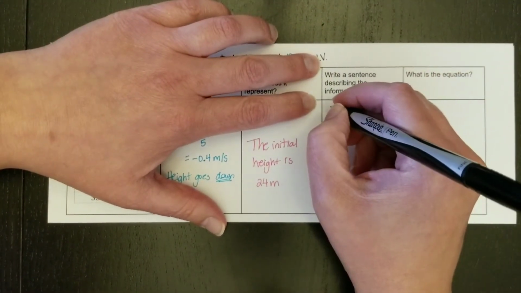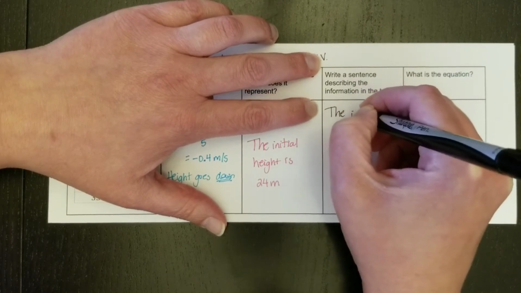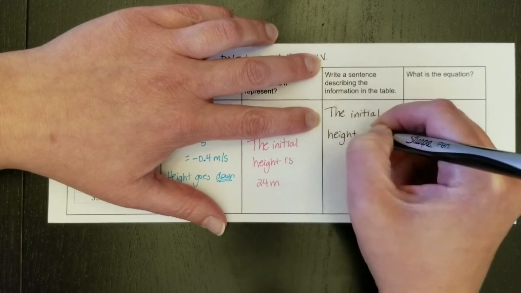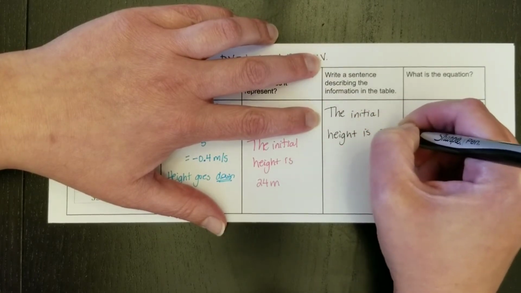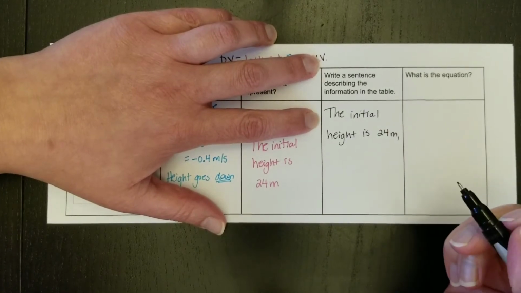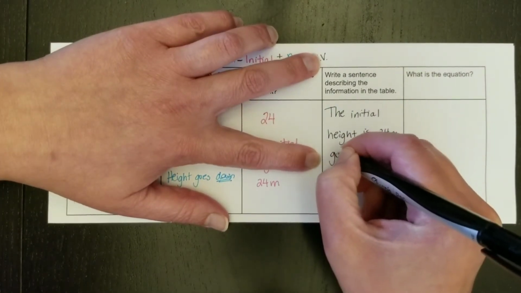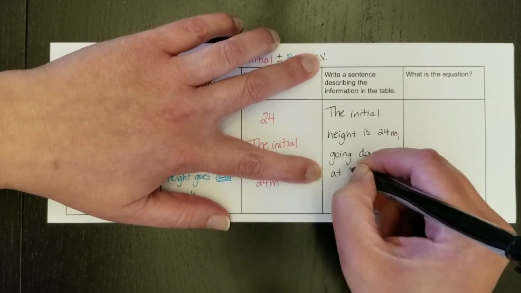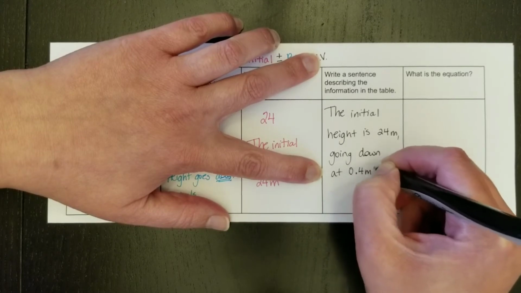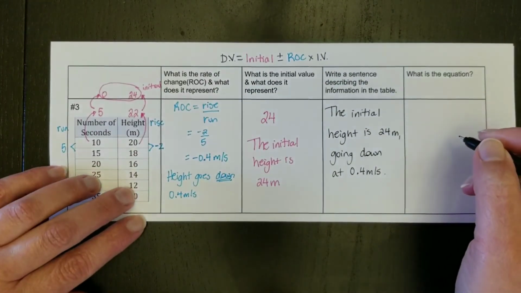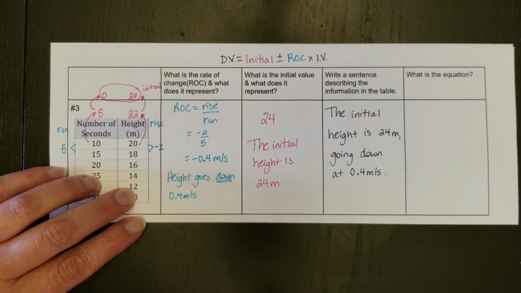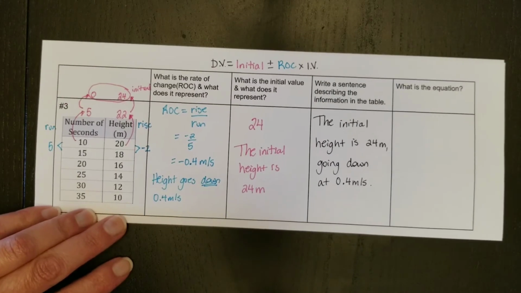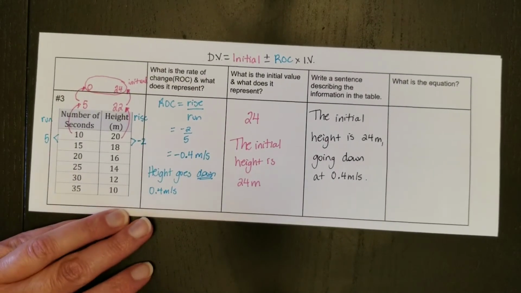So the initial height is 24 meters, decreasing or going down at 0.4 meters per second. So the height is going down. Maybe this is a hot air balloon and it's coming in to land. Lots of different things that this could represent. But we don't have the situation. We have to think of something that could be the situation for this.